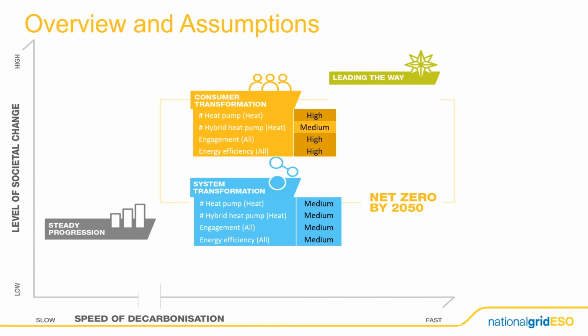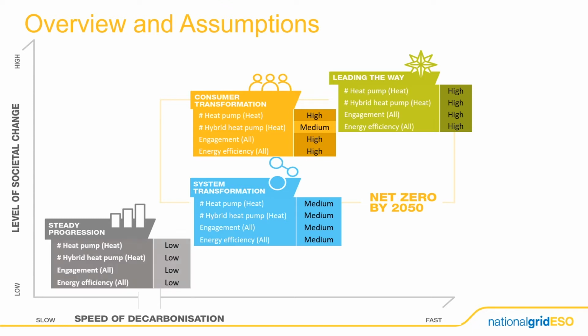Staying with similarities, the leading the way scenario is similar to the consumer transformation scenario in many respects. The really important difference between these two scenarios is that the leading the way scenario relies more on hybrids to manage peak heat, and is also a little bit more ambitious when it comes to the efficiency of non-heat appliances. The steady progression scenario is really in a category of its own and differs from other scenarios in all important respects. It's got lower thermal efficiencies, lower appliance efficiencies, lower heat pump uptake, and so on.